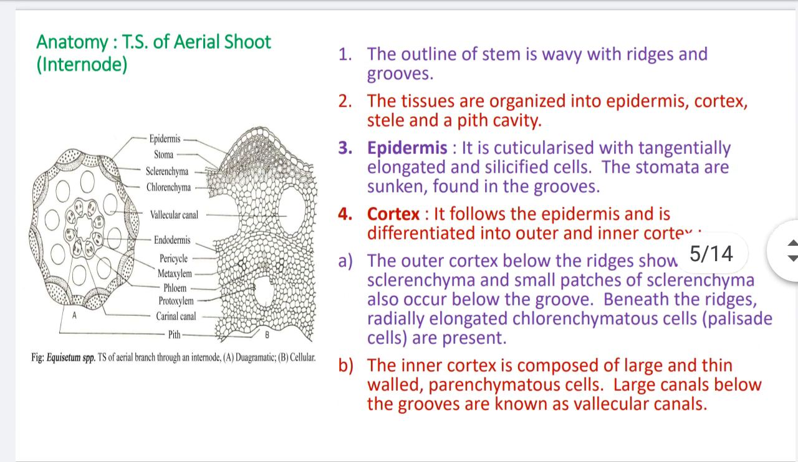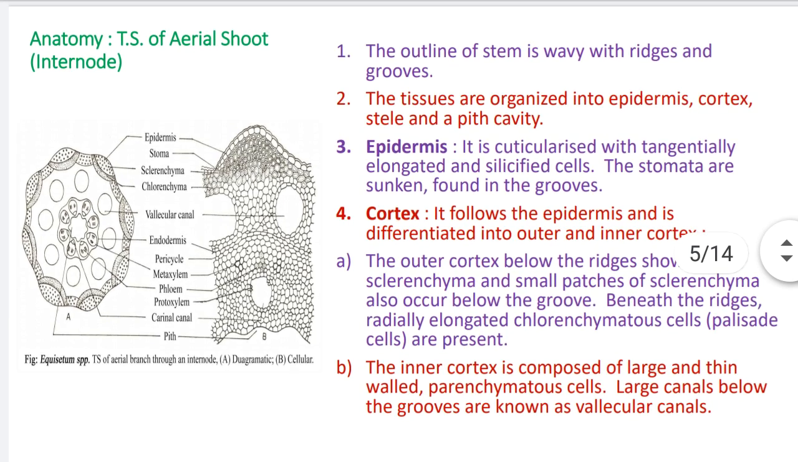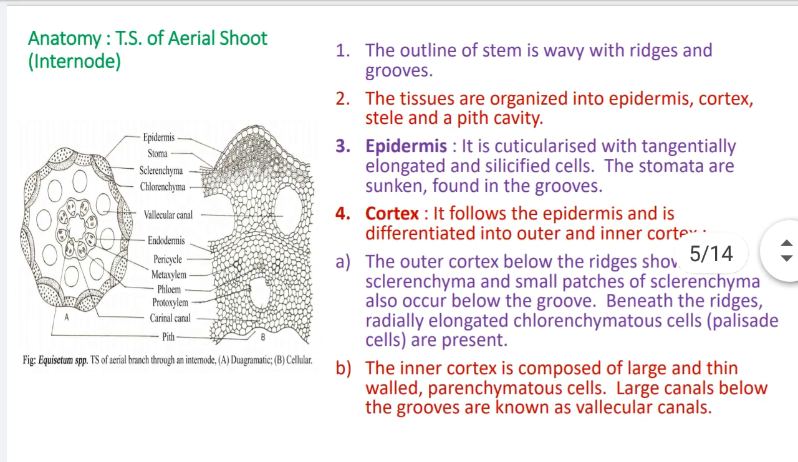Then anatomy of the aerial shoot. Aerial shoot means aerial branches, aerial stem. This anatomy again shows two types: the anatomy of the nodal region and the anatomy of the internodal region. Here we have taken only the diagram and description of the TS of the internode region of the shoot. TS of the aerial shoot passing through the internode region.